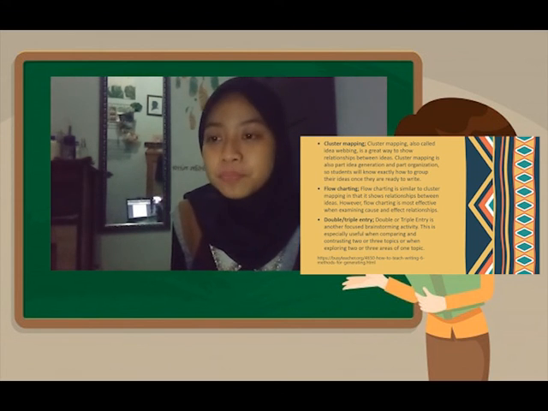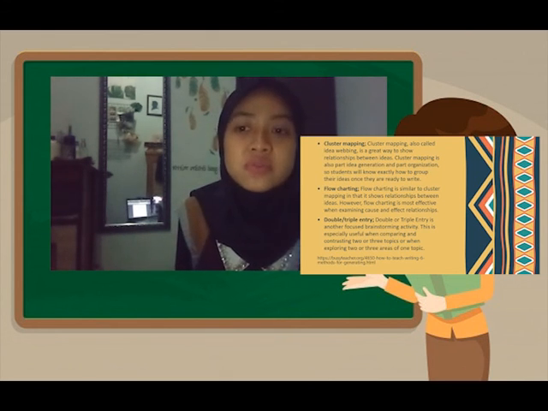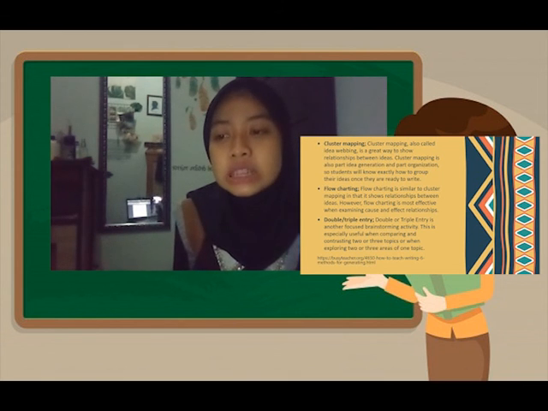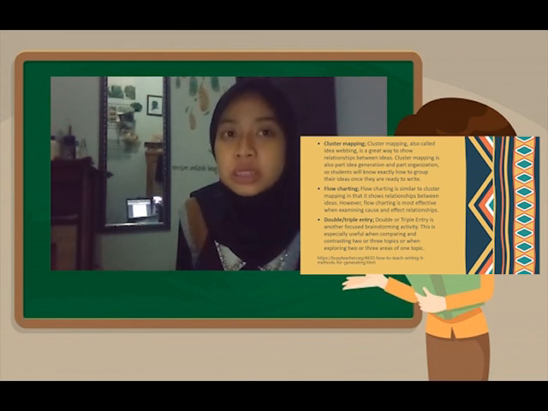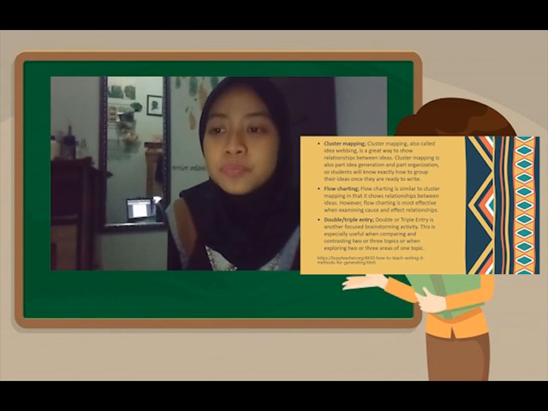Flow charting. Flow charting is similar to cluster mapping in that it shows relationships between ideas. However, flow charting is most effective when examining cause and effect relationships. And fifth is double or triple entry. Double or triple entry is another focused brainstorming activity. This is especially useful when comparing and contrasting two or three topics or when exploring two or three areas of one topic.